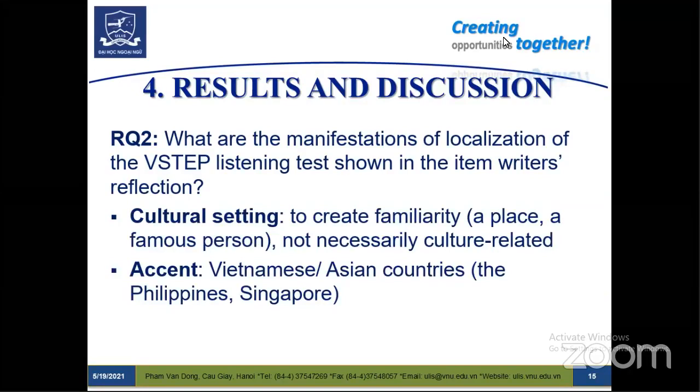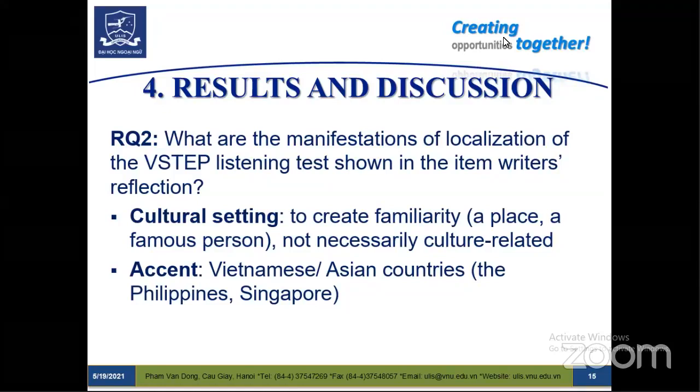In terms of cultural setting, they say that they created familiarity, not necessarily culturally related topics. So maybe in part 1, they add something like a place in Vietnam or a famous person from Vietnam or from an Asian country that can bring some sense of familiarity to the test taker. However, it will not include any kind of cultural content. In terms of accent, they admitted that for some tests they had Vietnamese people or Asian people, like from the Philippines or Singapore, record the test.